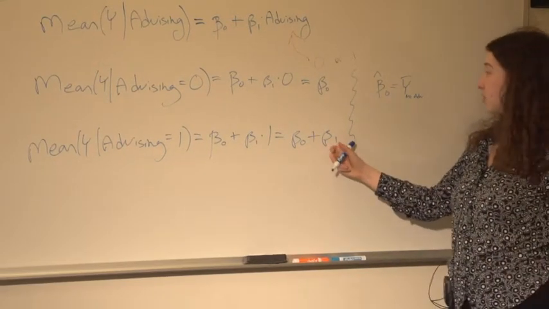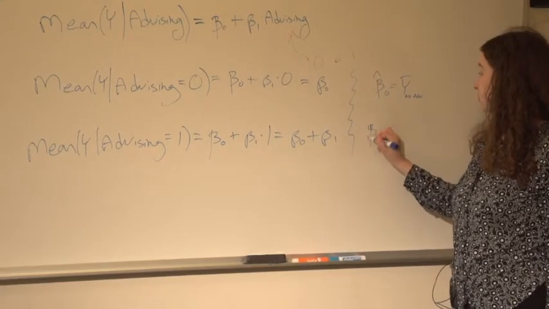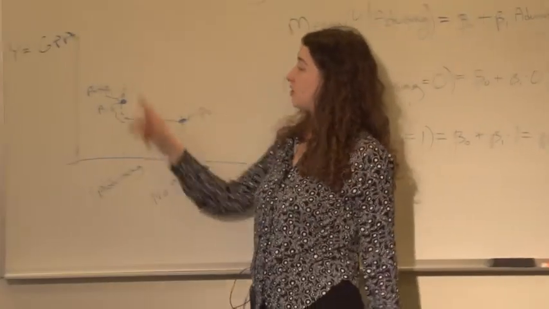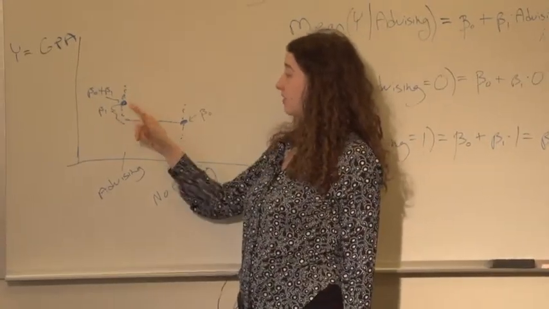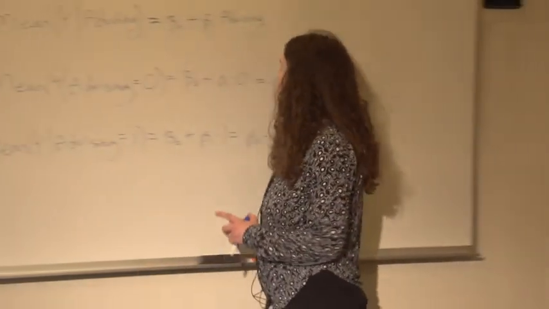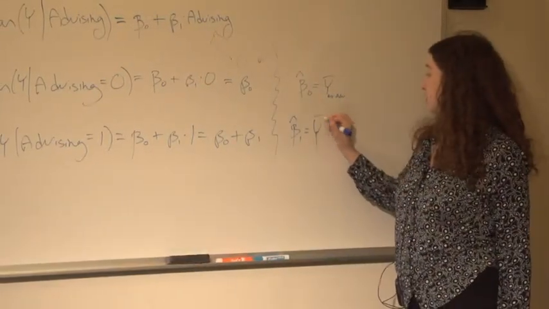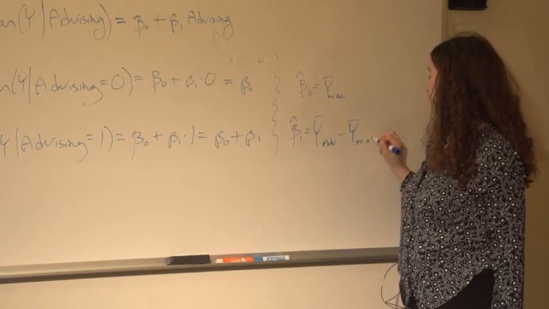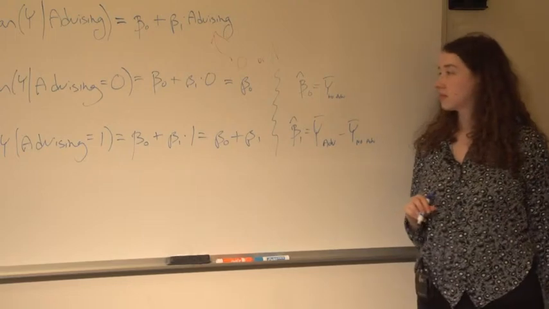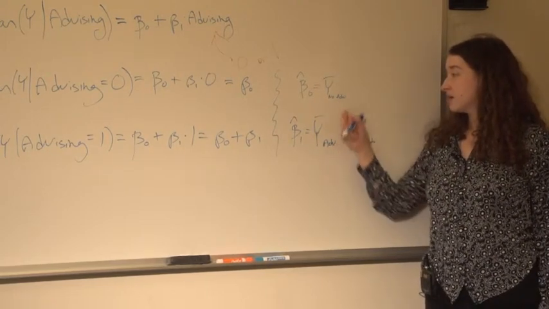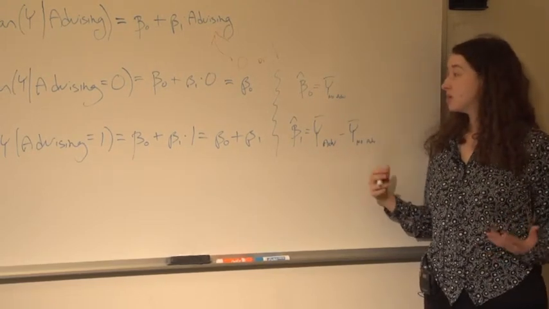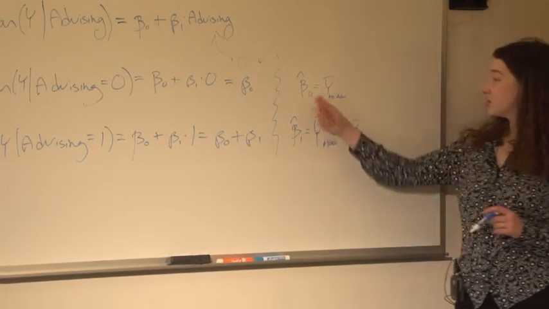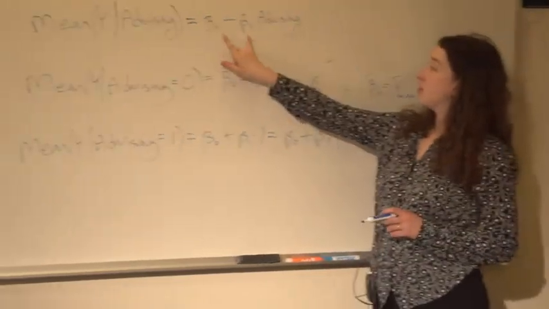How are we going to estimate this quantity beta 1? This hat means we're estimating. That's going to be the difference between the mean GPA that we observe in our sample among those who got advising minus the mean GPA we observe in our sample among those who did not get advising. So if you can calculate these two quantities, the sample mean GPA among those who got advising and the sample mean GPA among those who got no advising, you can turn those into beta 0 and beta 1. Then you have your two estimates.